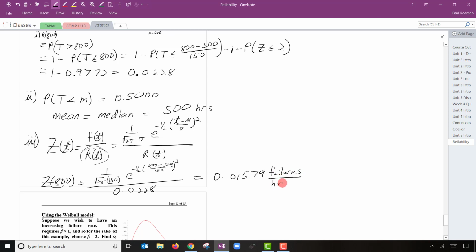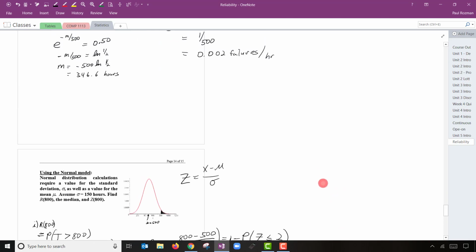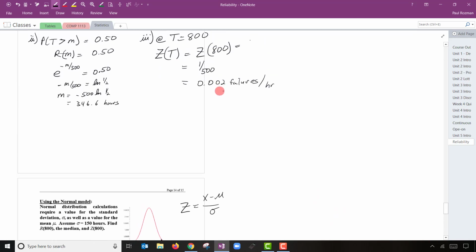At that instant, at time 800, they're failing at a rate of 0.015 units, 0.016 units per hour. So the failure rate here was, say, 0.02. They're much higher than they were for the exponential, which had a lower failure rate at that same time.